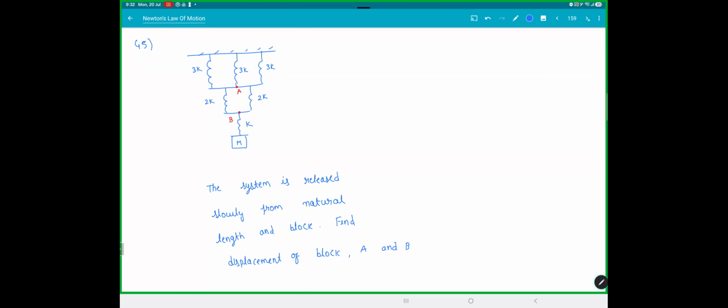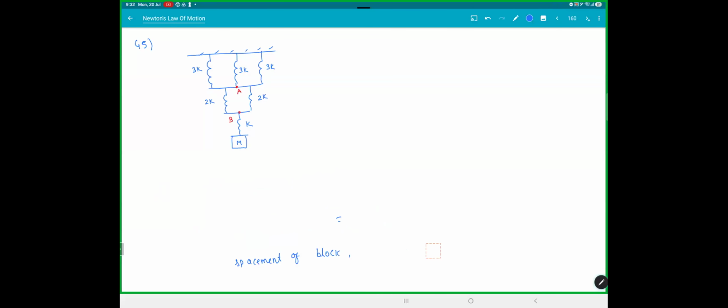Okay, let's see. If you look at the three springs here, all three are in parallel. In parallel, what do you do? K1 plus K2 plus K3. You just add them up. So I can replace this with one spring, 9K. Then I can replace 2K, 2K with one spring, 4K. And then I can replace the last with one spring, K. Great.